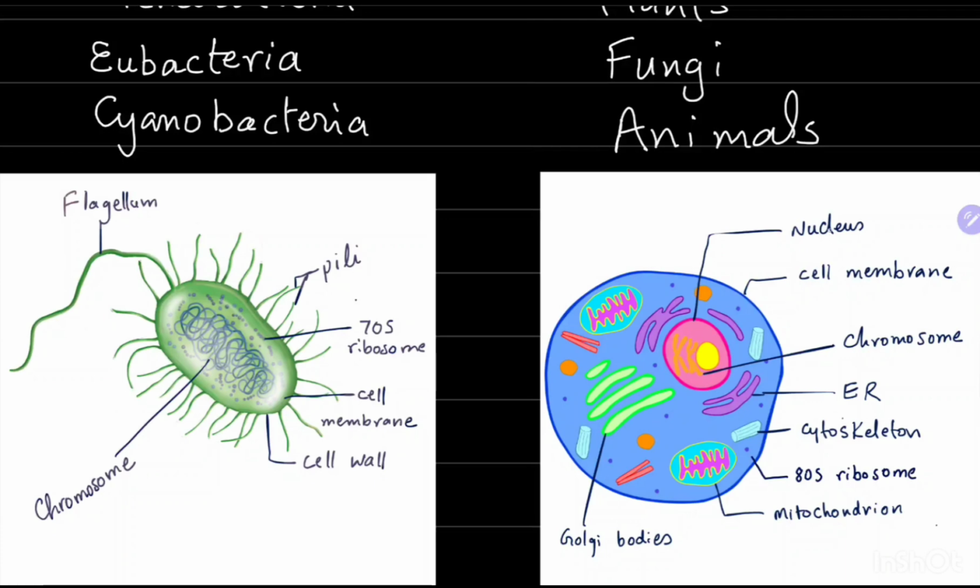In the eukaryotic cell, they have a well-defined nucleus which contains chromosomes. They have a membrane, and a cell wall may be present in the case of plants. Endoplasmic reticulum is a membrane-bound organelle. Mitochondria are double membrane-bound organelles. Golgi bodies are present. The 80S ribosome, which is a larger ribosome, is present. A cytoskeleton is present in eukaryotic cells. So this was an overview.